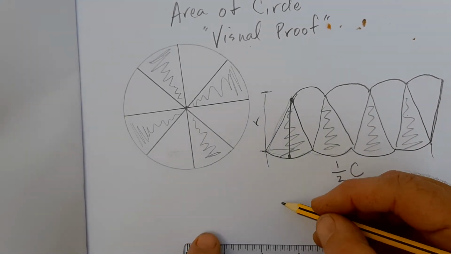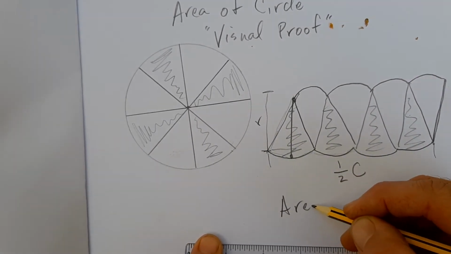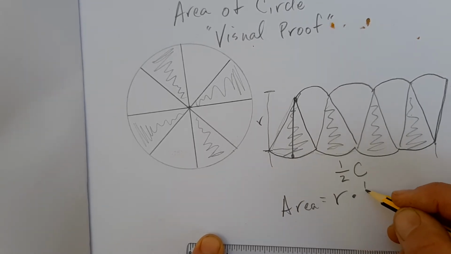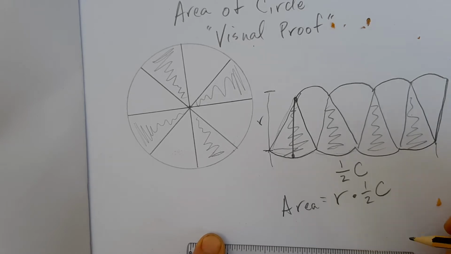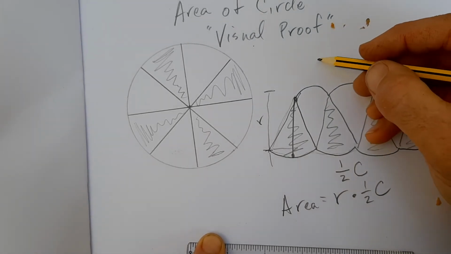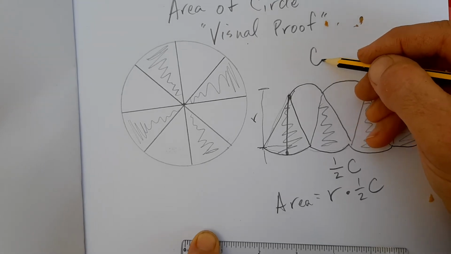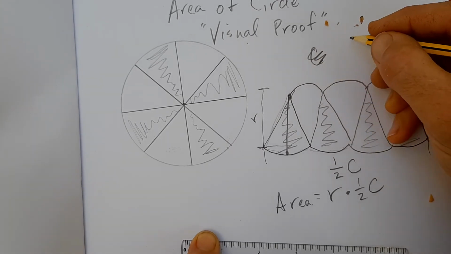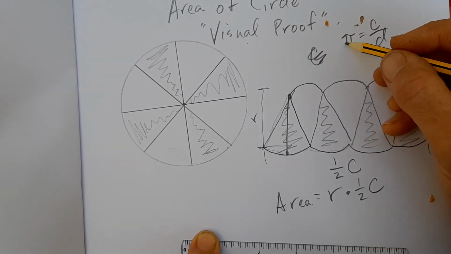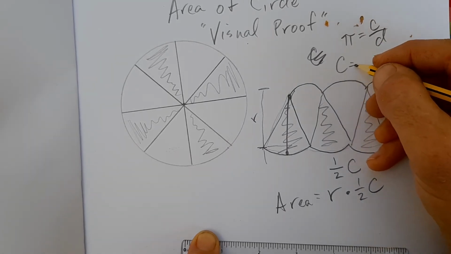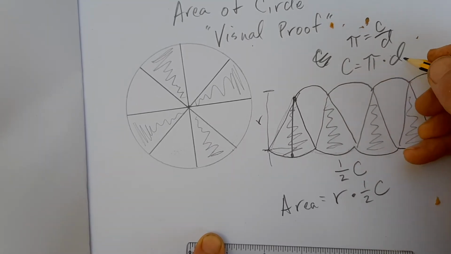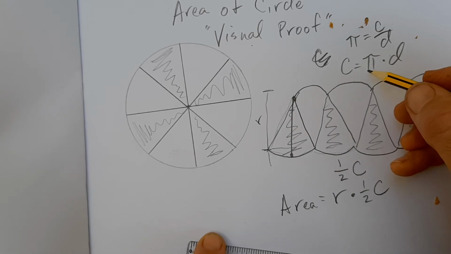I've got the area of this figure, this decomposed circle. It's going to be the radius times one half the circumference. And we go back to our definition of pi. Anyways, we'll go back to the beginning. Pi equals circumference divided by diameter. Multiply by diameter over here, and I get circumference equals pi times diameter. And I know the diameter is two radii.